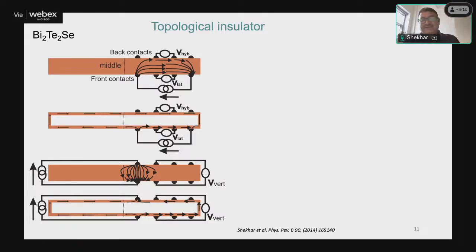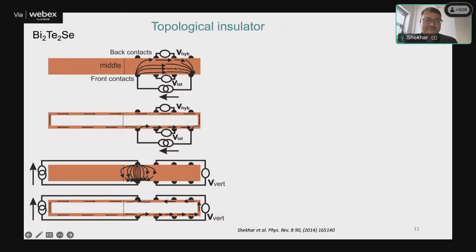Another way, we can also measure surface transport in topological material. We have a very special geometry where we can expect the surface state is conducting, but the bulk is insulating. So how do we differentiate whether a material is topological or not? We can design such a material with an unusual four-probe configuration.